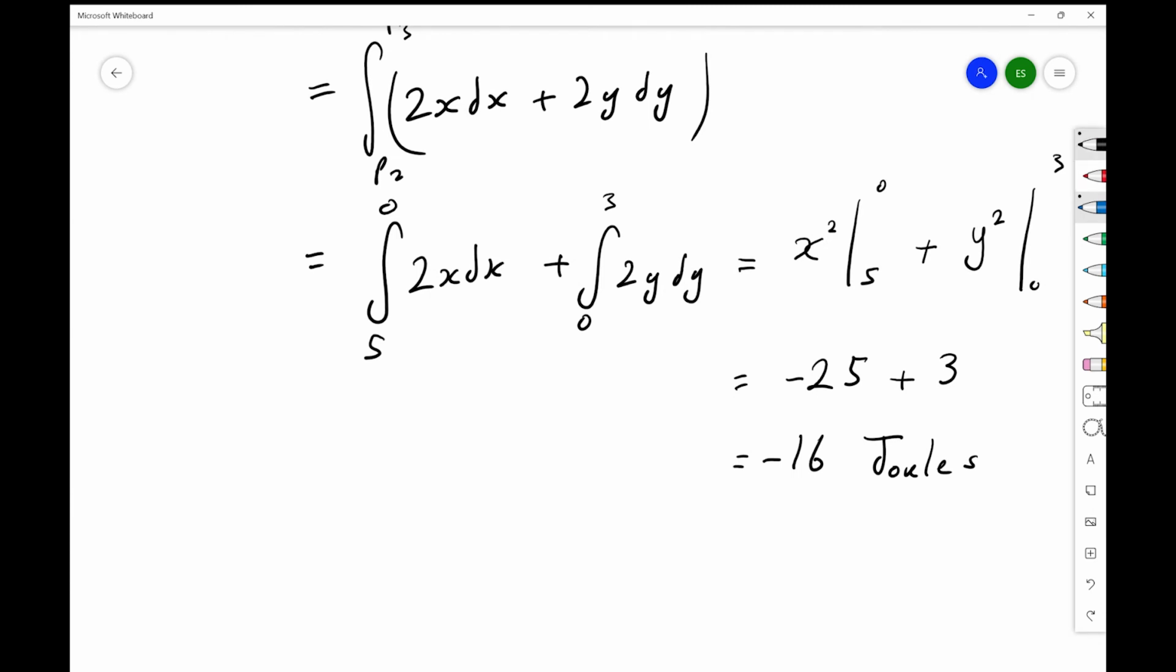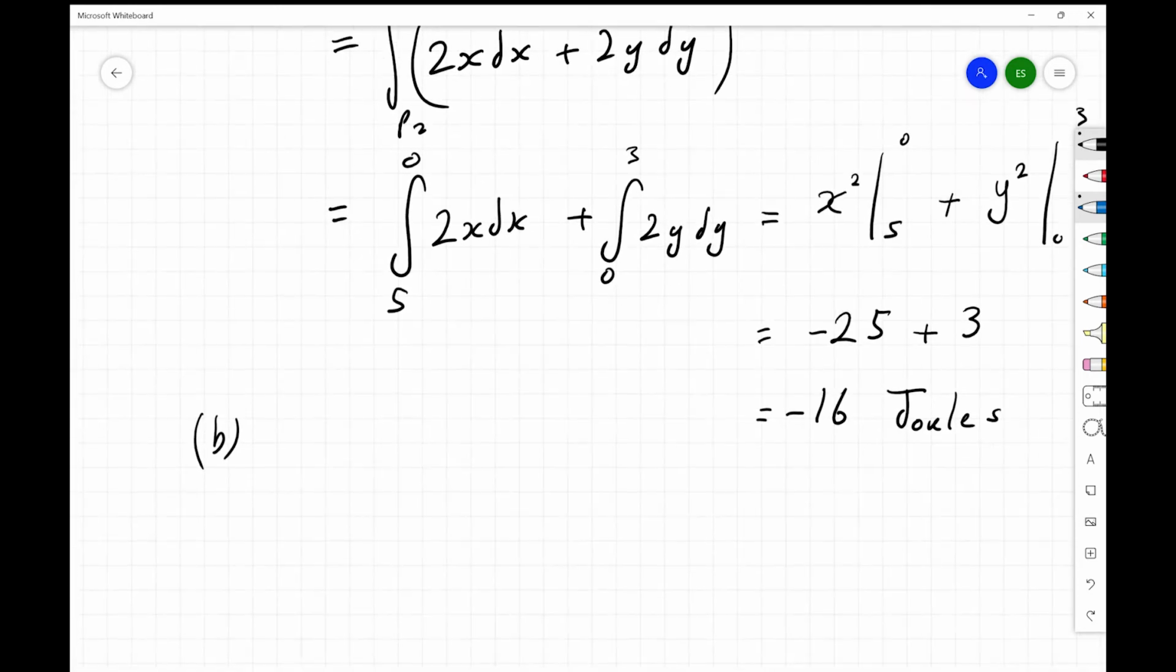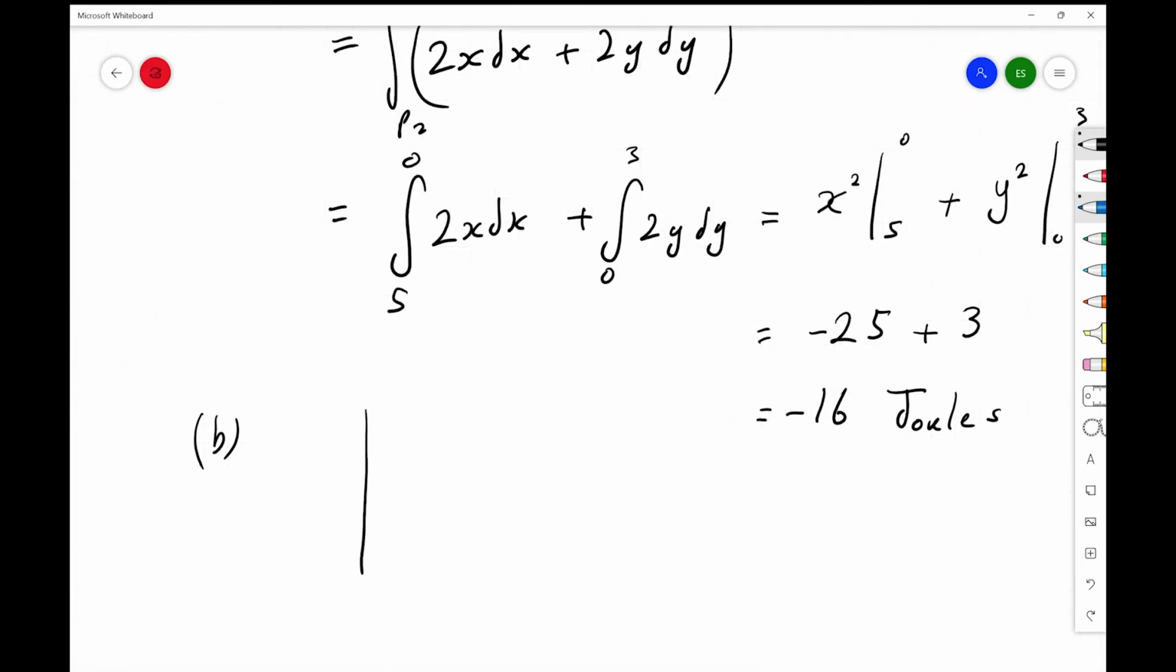There's a part B to this example. Let's say we integrate. We start at the P2 and we end at P3, but we take a different path. Okay. So let's say our path is as follows. So this is P2. I'm starting at the same point, 5, 0. And I'm ending at the same point, P3, 0, 3.